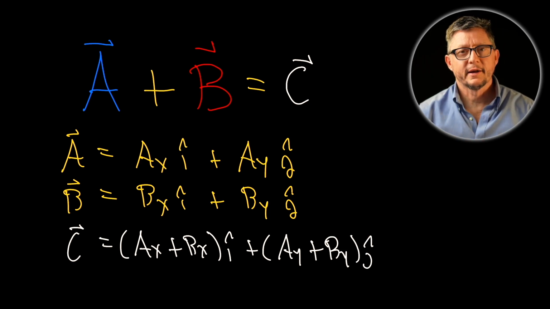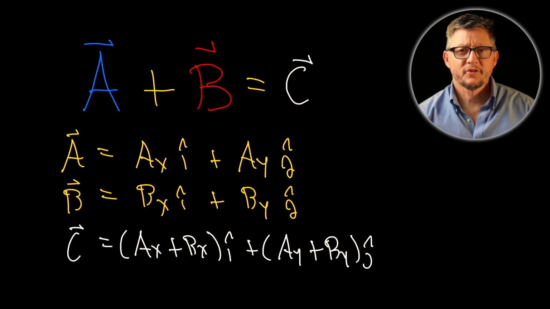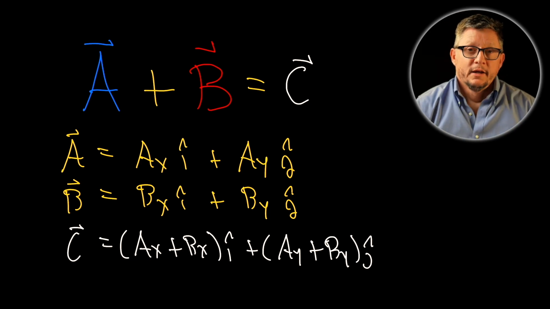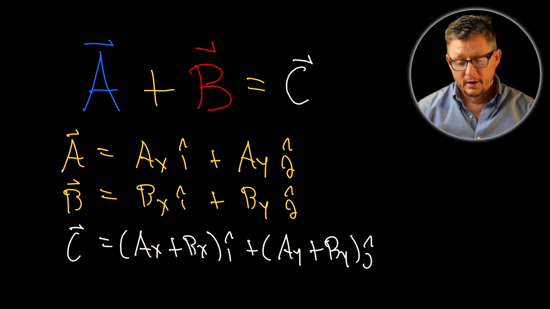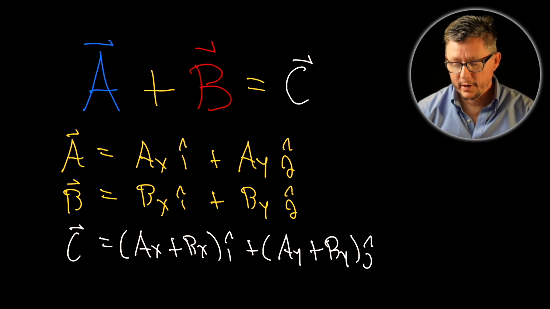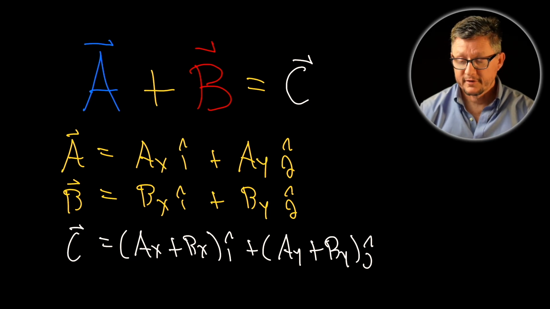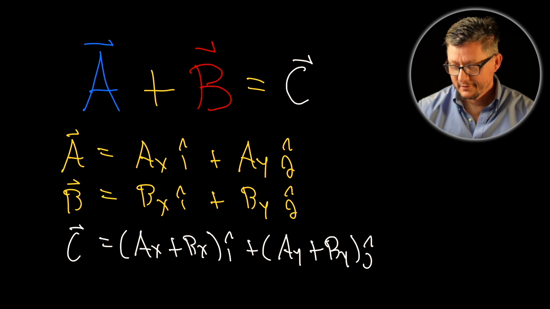So this gives us everything about C, although we can repackage it in different ways. In other words, we can find the magnitude of C, and we can find its direction with respect to one of the axes as well. But all that information is given in its components. Let's take a look at some examples.